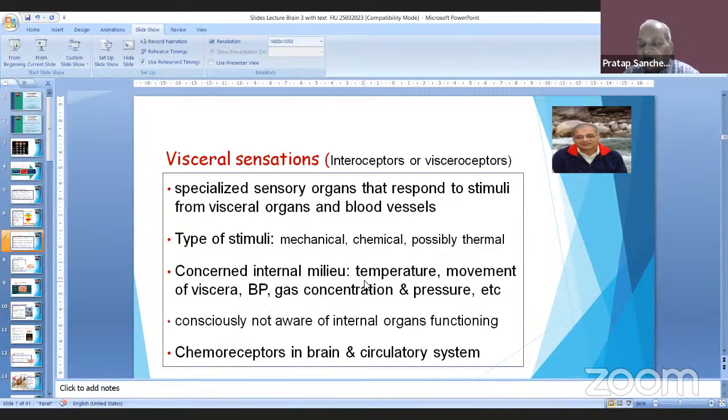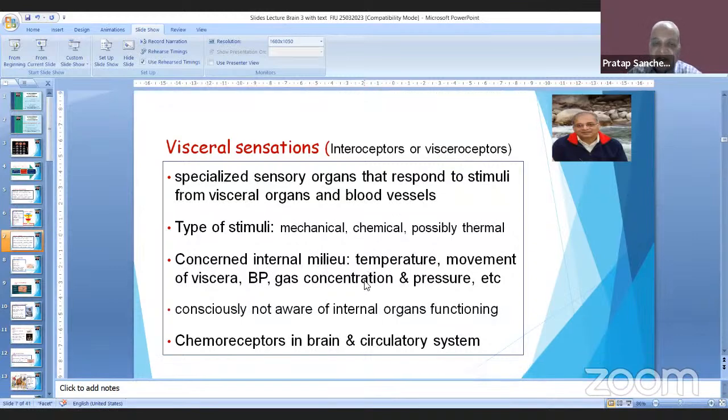These were the exteroceptors, the sensations from outside the body. Then there are the sensations coming from within our own body. They are specialized sense organs which respond to stimuli from visceral organs and blood vessels. They can be mechanical, chemical, thermal, and many more. They are concerned with the internal milieu: temperature, movement of the viscera, blood pressure changes, gas concentration, pressure, and more. Consciously, most of us are not aware of internal organ functioning. In the brain also, there are chemoreceptors which sense changes in the pH of the blood or the CSF and many other things.